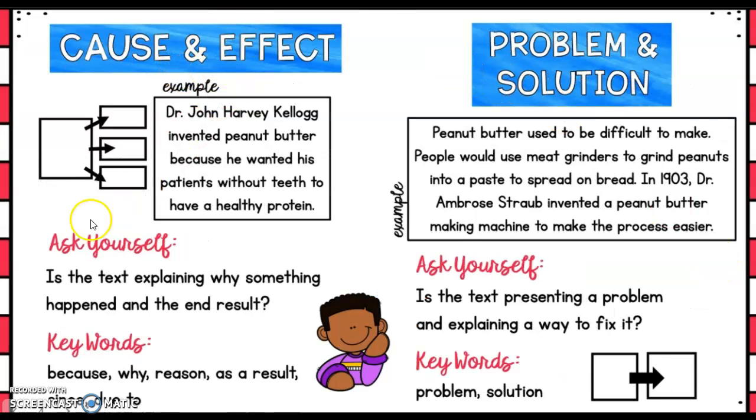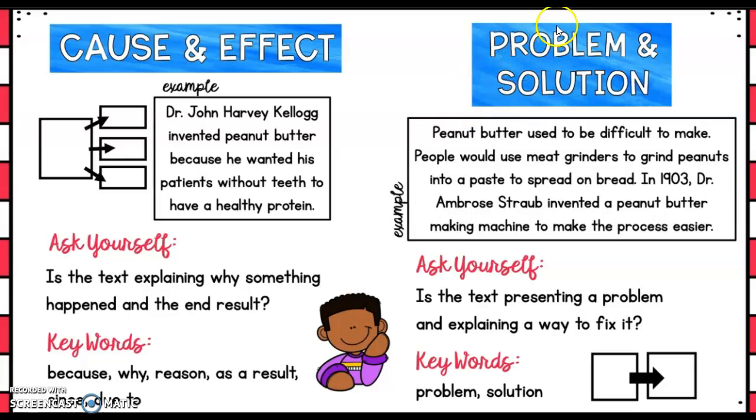Cause and effect. You're going to ask yourself, is the text explaining why something happened and the end result? For example, Dr. John Harvey Kellogg invented peanut butter because he wanted his patients without teeth to have a healthy protein. I did not know that. So if you look here, each of our text structures is giving us a picture. So you want to keep these in mind. And our keywords for cause and effect are because, why, reason, as a result, since, and due to.